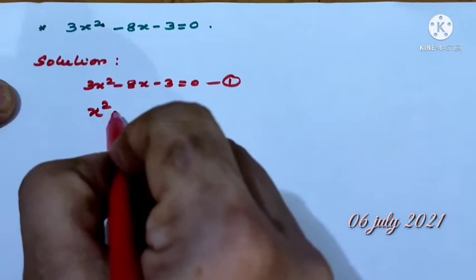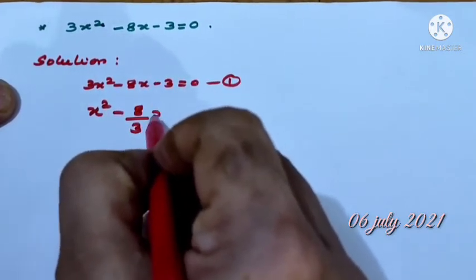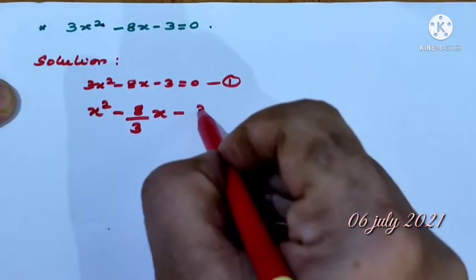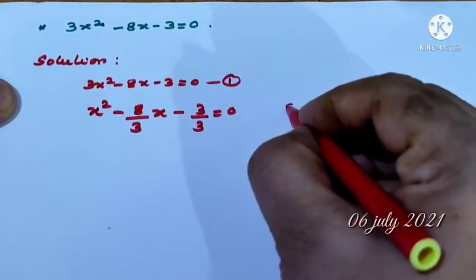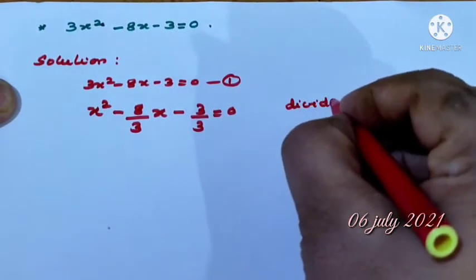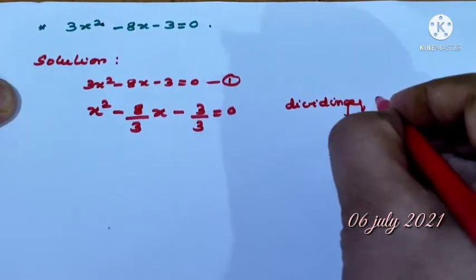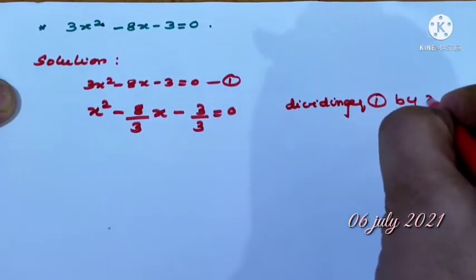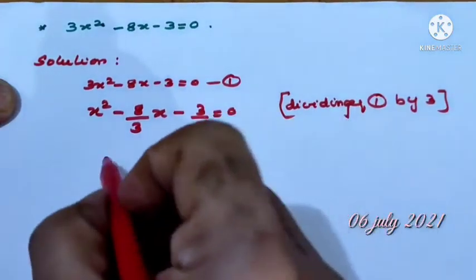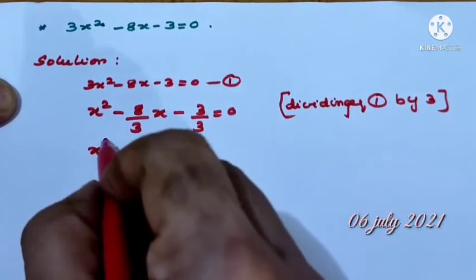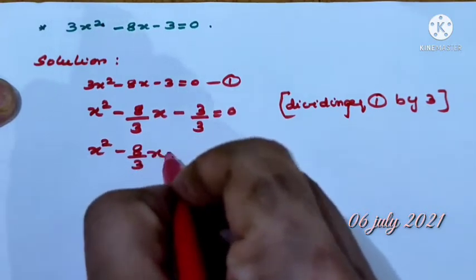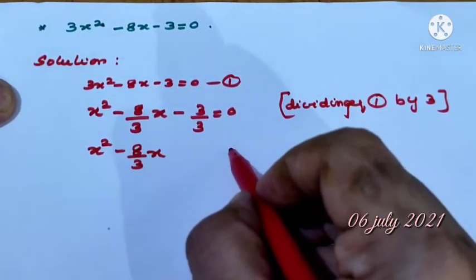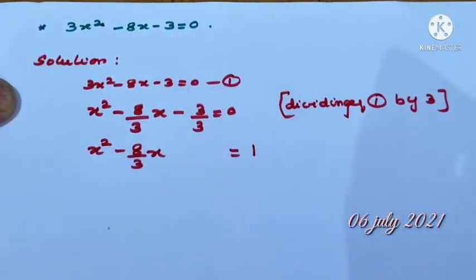So x square minus 8 by 3x minus 3 by 3 equal to 0. That means dividing equation 1 by 3. Now what is the next step? We should keep the x square and x term on the left side, and 3 by 3 is 1 only, minus 1 I am taking to this side, so it is equal to plus 1.